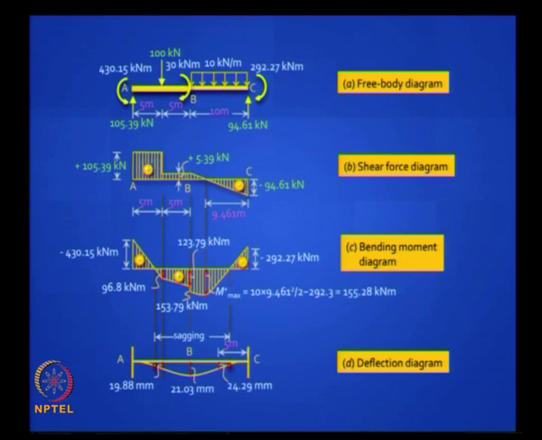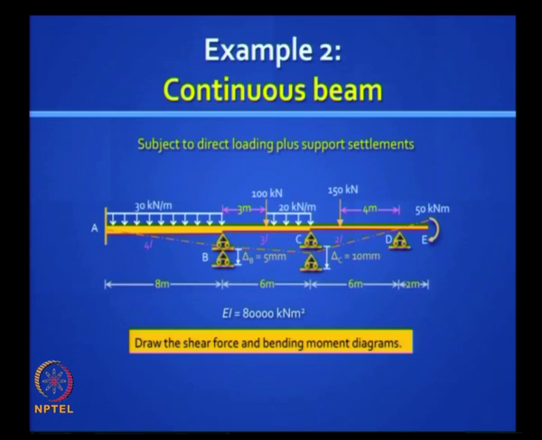Problem number 1, fixed beam, non-prismatic, we have solved. Clear? We will do another problem, continuous beam. This is the toughest problem you can get, in the sense it has got all kinds of complications.